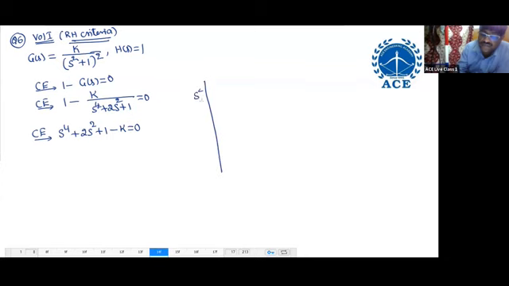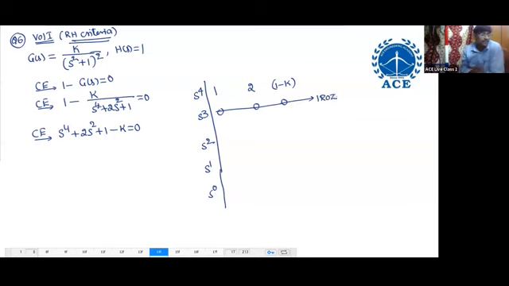Now write the Routh tabular form. This is S power 4, S cube, S square, S power 1, S power 0. Now 1, alternate 2, alternate 1 minus K. Next S cube 0, S power 1 0, 0. That means one row of 0.